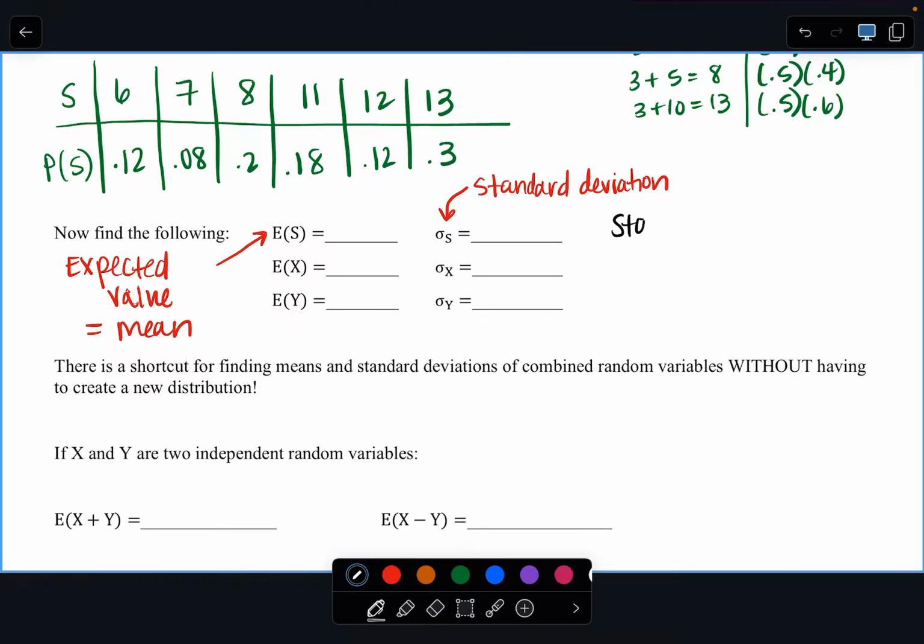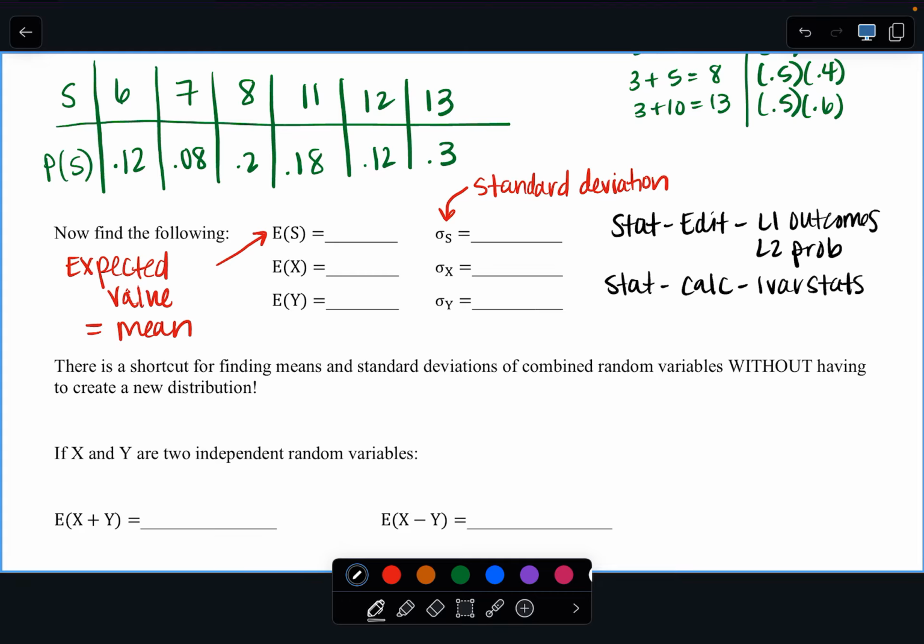You're going to go to Stat. You're going to go to Edit. In L1, you're going to put your outcomes. In L2, you're going to put your probabilities. And then you're going to go to Stat, Calc, 1-Var Stats. This one is a little special because you have to make sure your list is L1, which is usually the default on your calculators, but you need to make sure your frequency list is L2.